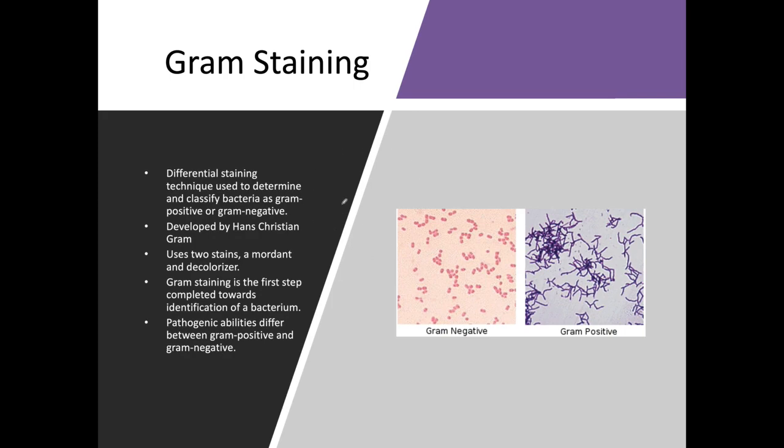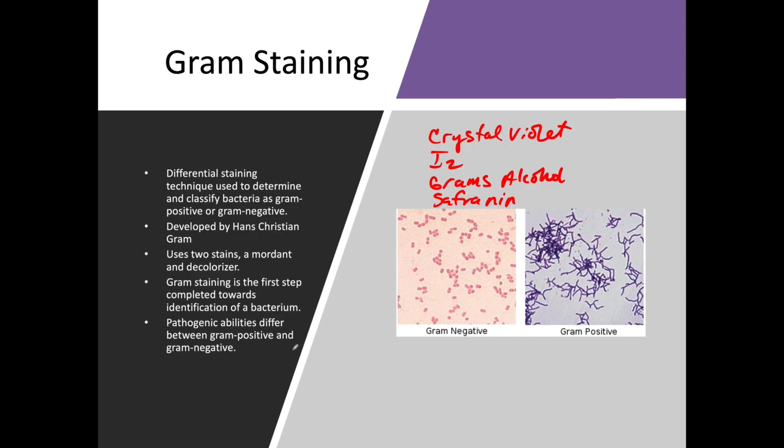So gram staining is a differential technique that is used to differentiate between gram-positive and gram-negative cells. It was developed by a scientist by the name of Hans Christian Gram. It uses two stains. It has a primary stain called crystal violet. It has a mordant called iodine. They call it Gram's iodine, but we'll just put iodine. And it has a decolorizing agent called Gram's alcohol, which is really a mixture of acetone and alcohol. And then it has what we call a counterstain, which is safranin. Safranin is that nice reddish color.